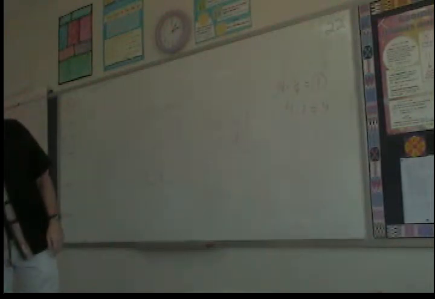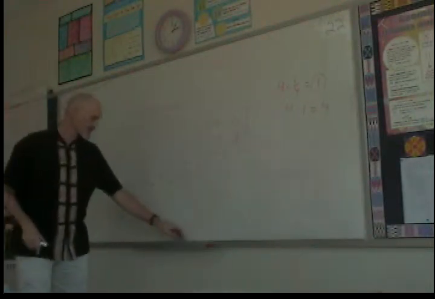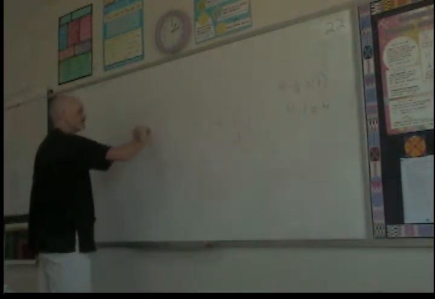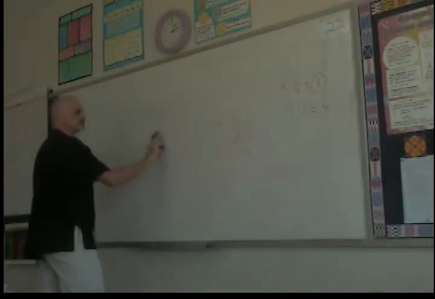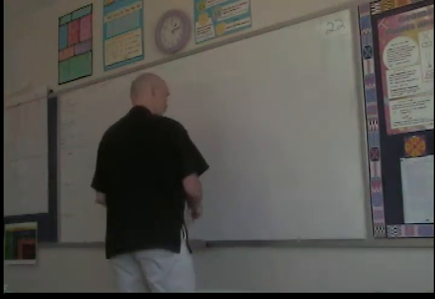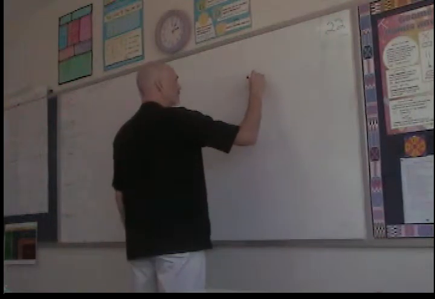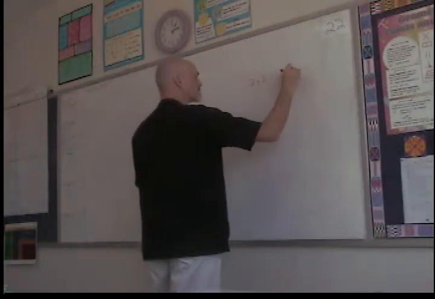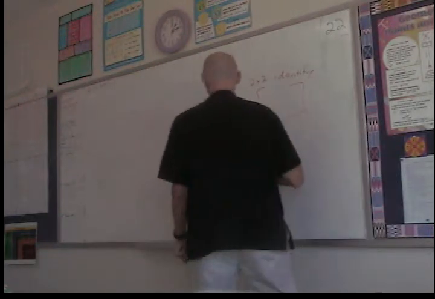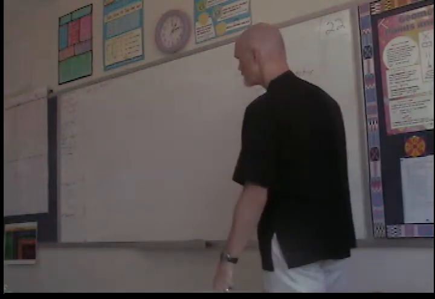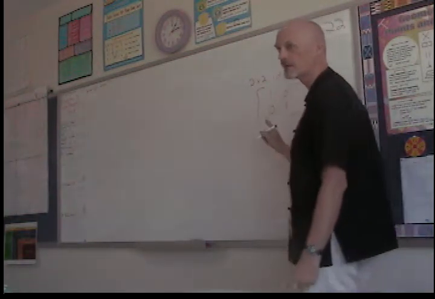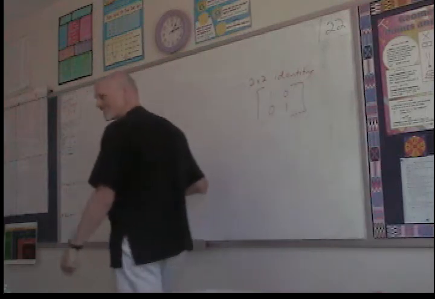Okay, so let's look at this. Let's put this into application here. And let me put up over here a 2 by 2 identity matrix. Identity is what? 1, 0, 0, 1. I'm just going to leave that up there as a reminder. It's fine.